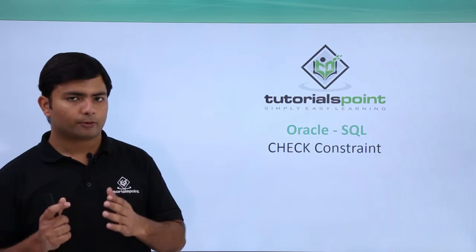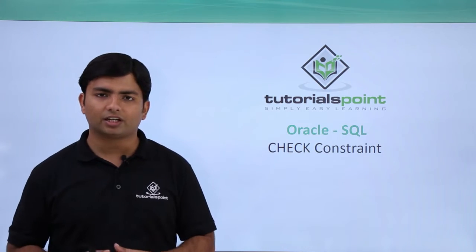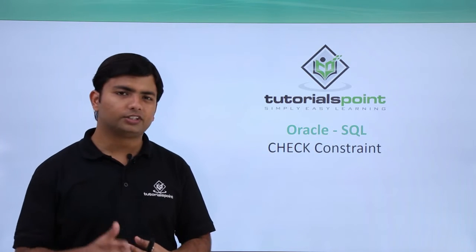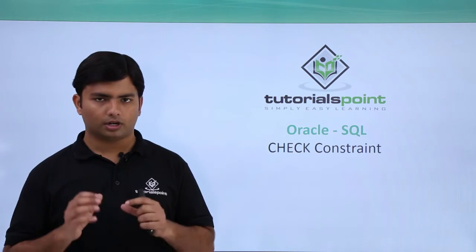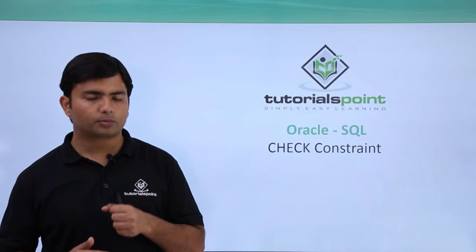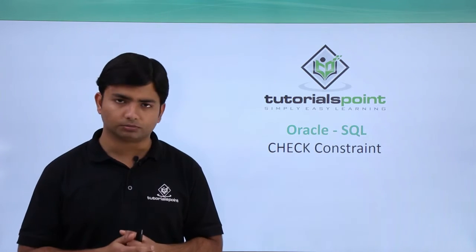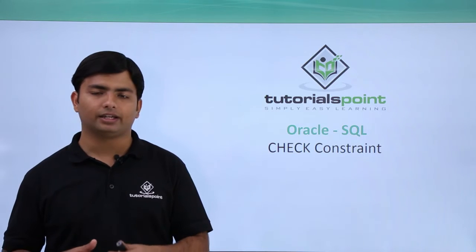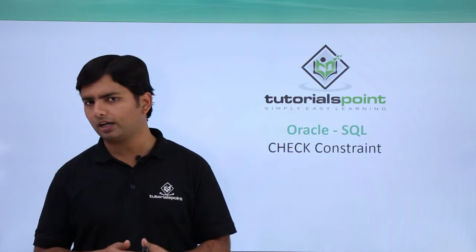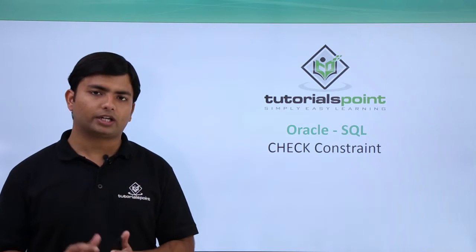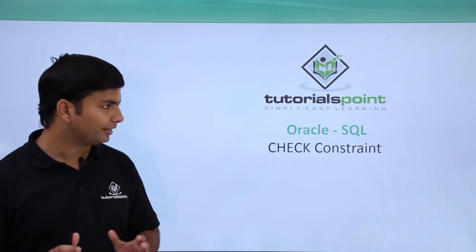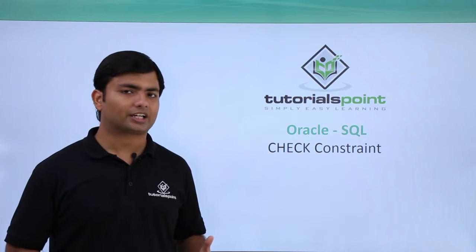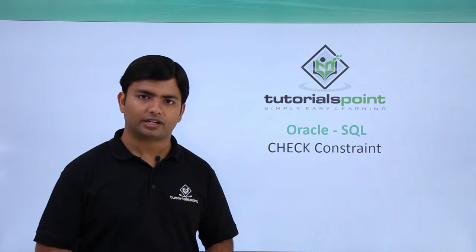For example, we have a column called gender in our table where I want only M or F, these two characters, to be allowed. No other character should be allowed in that particular column. Similarly, in the salary column, I don't want anything less than 5,000 to be allowed. Such values can be validated by using the check constraint. So let's start implementing the check constraint now.